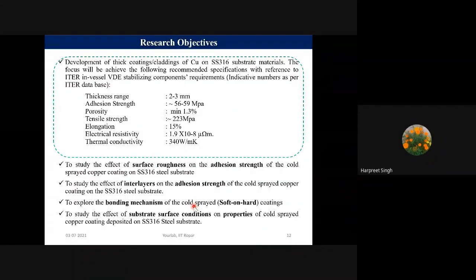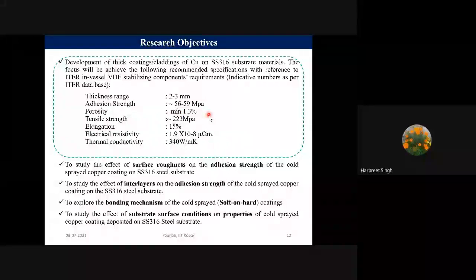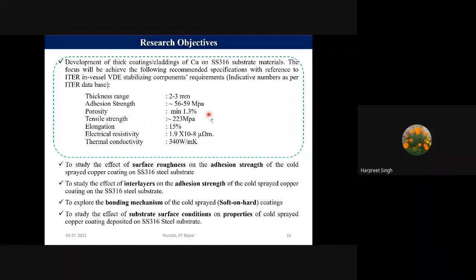A very clear-cut defined problem was given. So here our aim was to produce coatings of 2 to 3 mm and adhesion strength of the order of 56 to 59 megapascal. This is really a big value, I would say. And for porous TC, we need less than 1.3%.